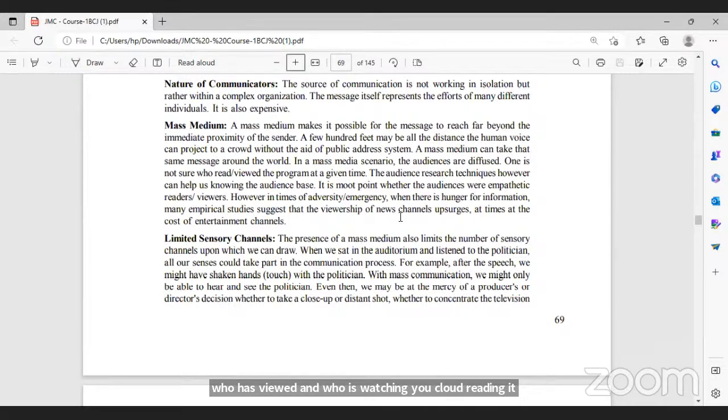However, the audiences might be empathetic readers or viewers, but during times of adversity and emergency, where there is hunger for information, many empirical studies suggest that the viewership of news channels upsurges at the cost of entertainment channels. It is in comparison that we see how much value news channels have, especially during adversities and emergencies. At that time you won't be watching entertainment channels, but would rather like to know what is happening in and across your surroundings or the environment.